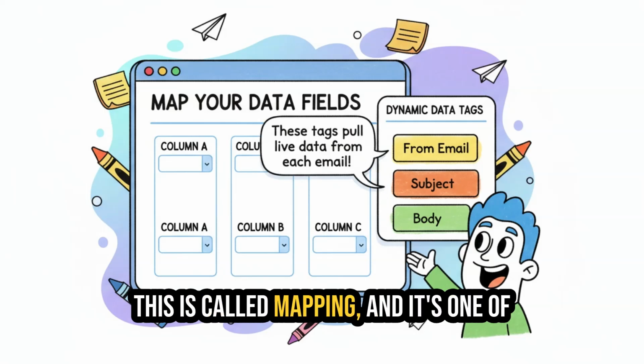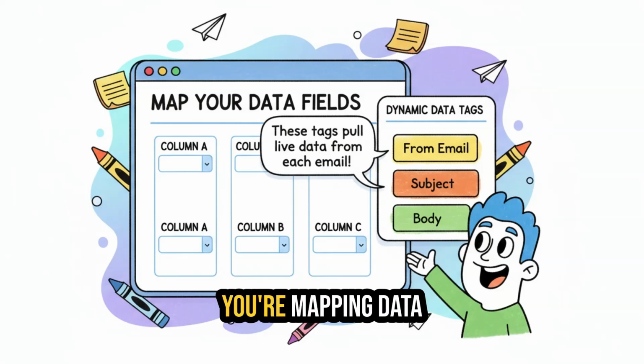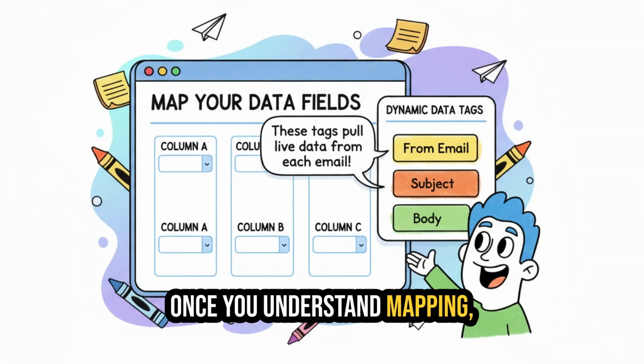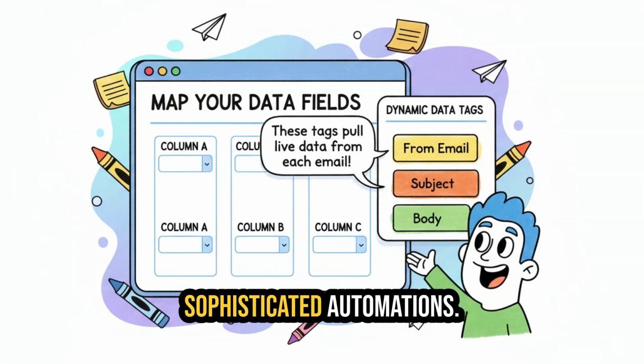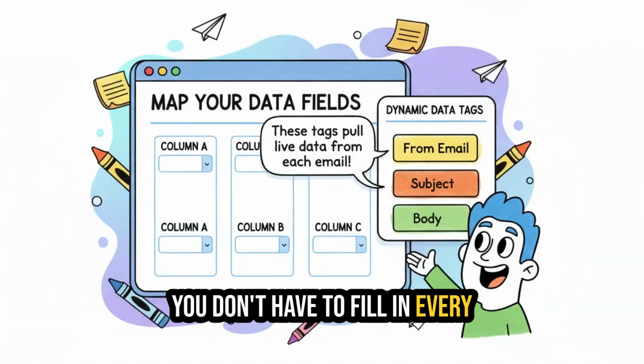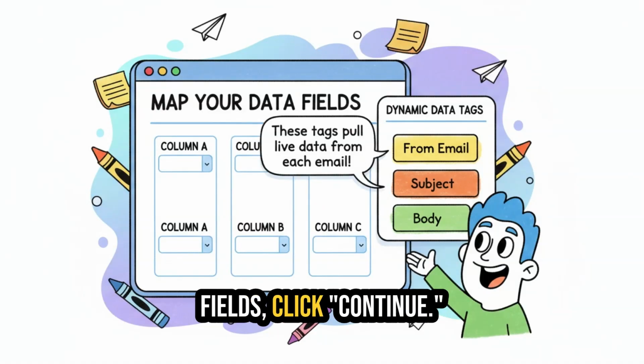This is called mapping, and it's one of the most powerful concepts in Zapier. You're mapping data from one app to another. Once you understand mapping, you can build incredibly sophisticated automations. For now, just map the fields you care about. You don't have to fill in every column, only the ones you want. Once you've mapped your fields, click Continue.